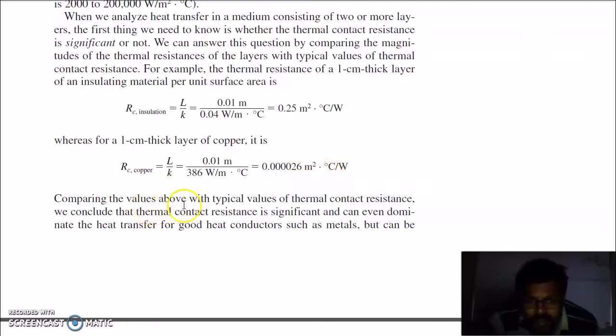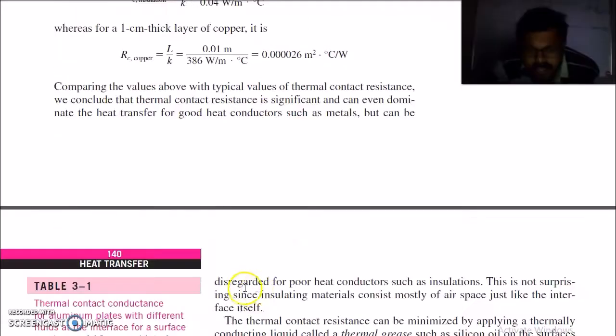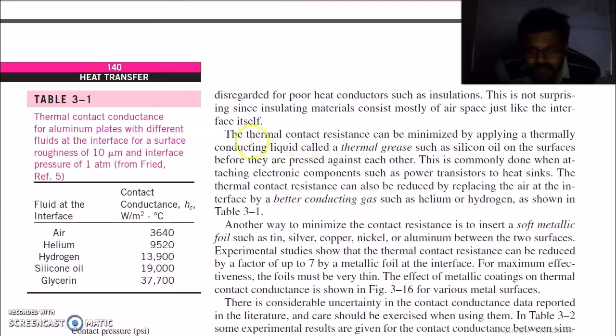So comparing the values above with typical values of thermal contact resistance, we conclude that the thermal contact resistance is significant and can even dominate the heat transfer for good heat conductors such as metals, but can be disregarded for poor heat conductors such as insulators, because most insulators contain air, just like the interface itself. Thermal contact resistance can be minimized by applying a thermally conductive liquid called thermal grease, such as silicone oil, on the surfaces before they are pressed against each other.